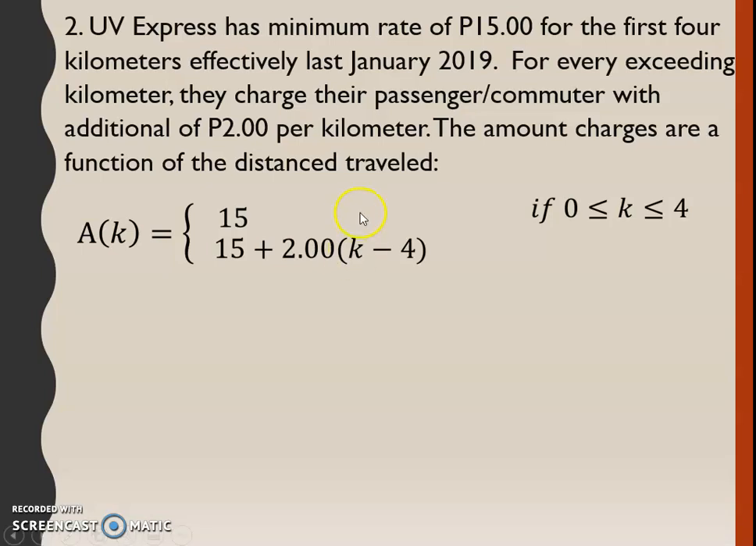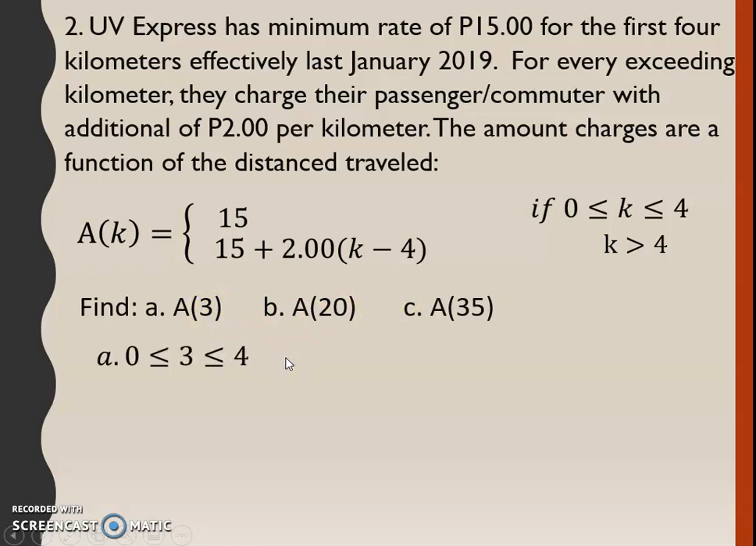K is the exceeding number of kilometers, so K is greater than 4. So let's solve. Let's have part A. How much will you pay if you have 3 kilometers? So we will have the first case. How much will you pay? So it is just 15 pesos.